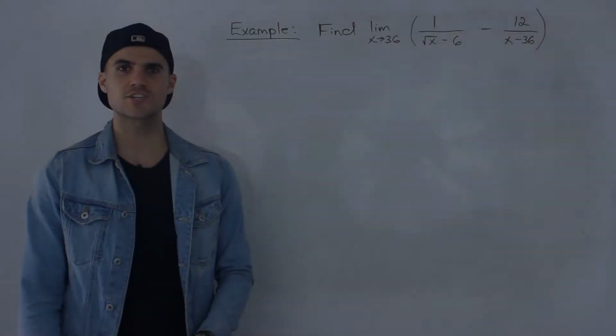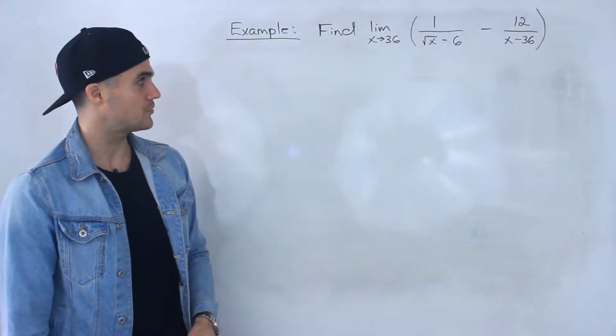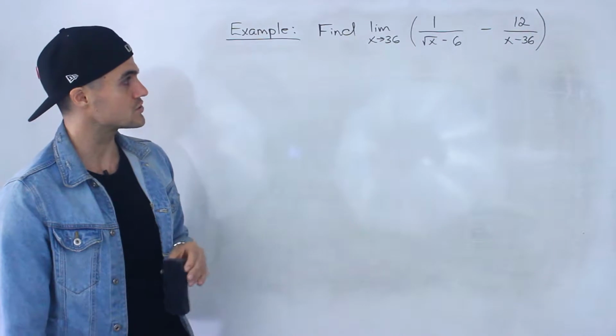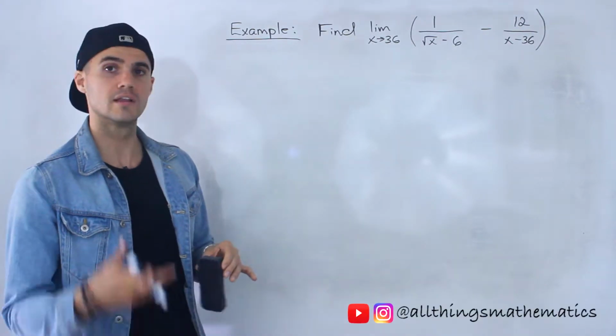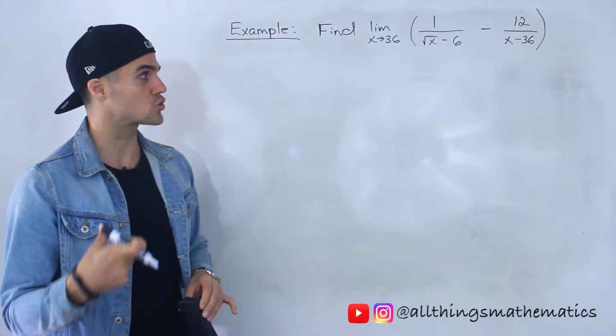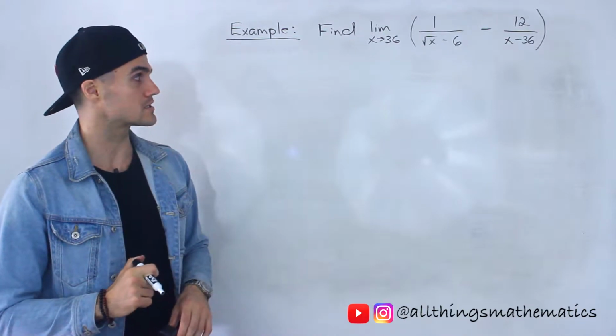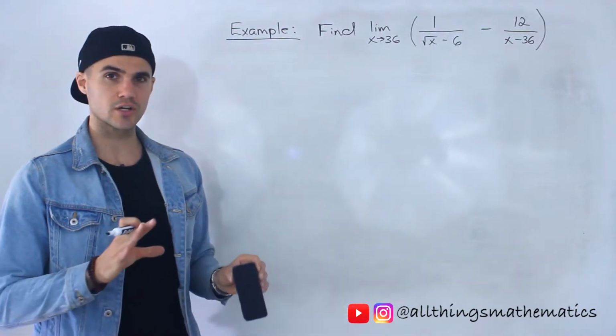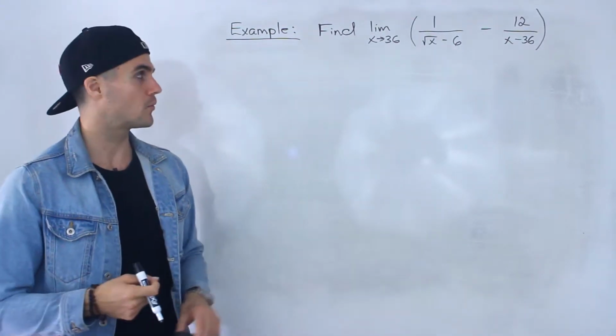Welcome back everyone, Patrick here, and moving on to the next example, we've got to find the limit as x approaches 36 of 1 over the square root of x minus 6, minus 12 over x minus 36. So this one's a little tricky. I'm going to show you how to do it in two different ways.